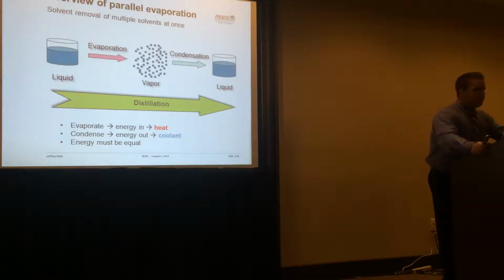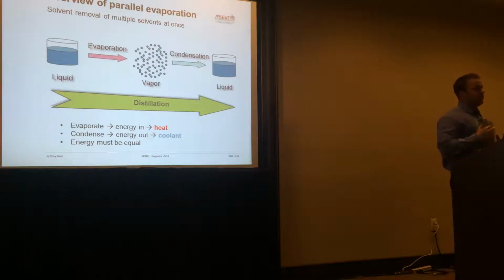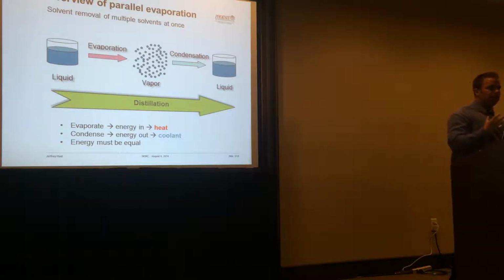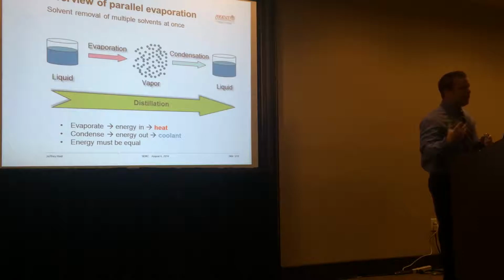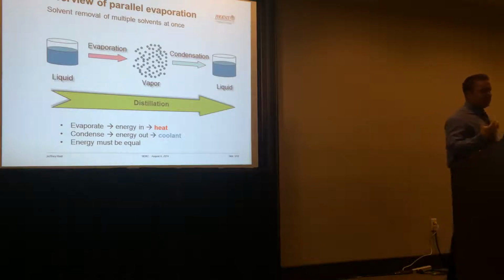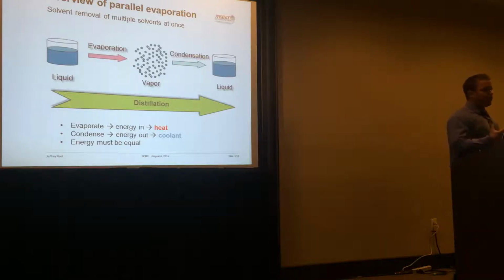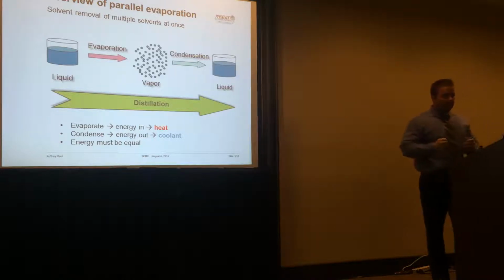So, an overview of parallel evaporation. To explain parallel evaporation, you first have to explain what distillation is. Distillation starts off with a step called evaporation, where you take a liquid and transform it into vapor form. That's followed by a condensation step, where you take the vapor and transform it back into liquid form. That overall process is known as distillation.